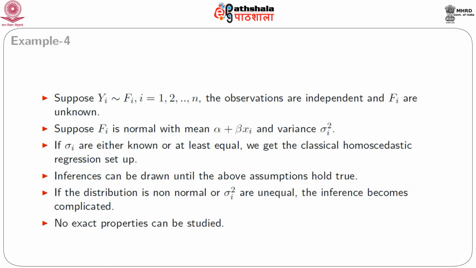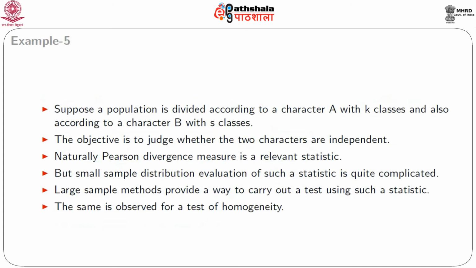Let us consider our next example, which is on the linear regression model. Suppose yi are independent observations and yi has distribution fi, where the fi are distributions but are not known. Suppose fi is normal with mean alpha plus beta xi and variance sigma i square. If sigma i are either known or at least equal, we get the classical homoscedastic regression setup. Inferences can be drawn as long as the above assumptions hold true. If the distribution is not normal or the sigma i square are unequal, the inference becomes complicated. So, no exact properties can be studied with these assumptions.